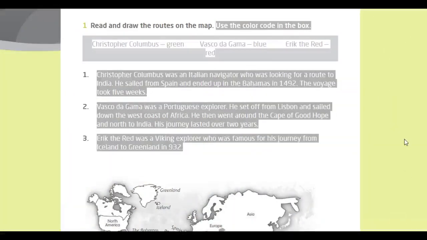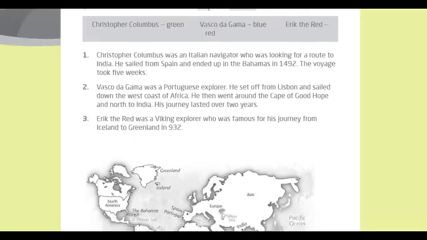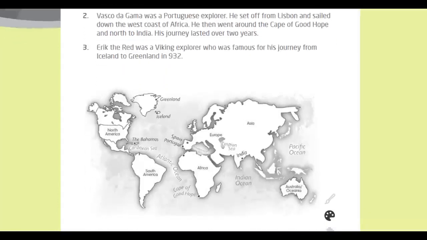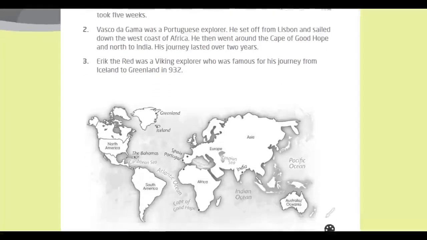Okay, guys, check this. It's page 54 in your book. It's a little bit different here for me, but I do it with you. Read and draw the routes on the map. Use the color code in the box. You have here a world map, and numbers 1, 2, 3 for the explorers. Let's read number 1 and do the activity.